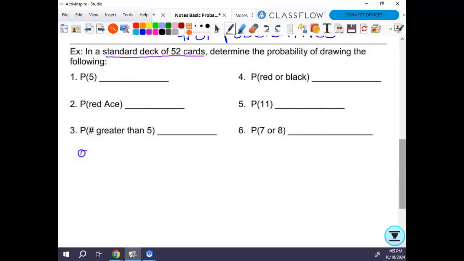So if I have 52 cards, do you know what the suits are in a deck of cards? How many suits are there? 4, okay? 4 suits. It doesn't even matter if you know what they're called, but there's 4 of them. How many colors? 2 colors, yeah, because it's either red or black. You've got 2 suits that are black, 2 that are red. So 52 cards, 4 suits, which means each suit has how many cards?